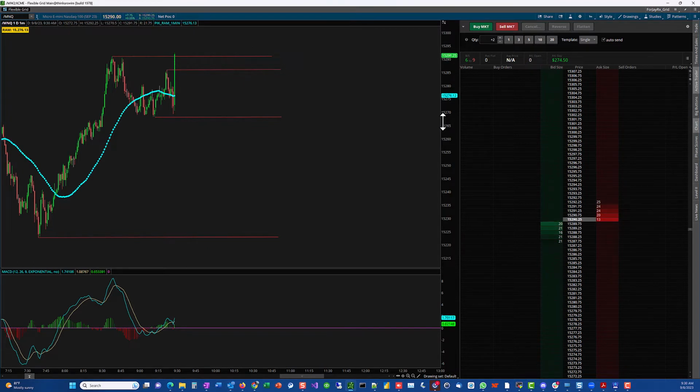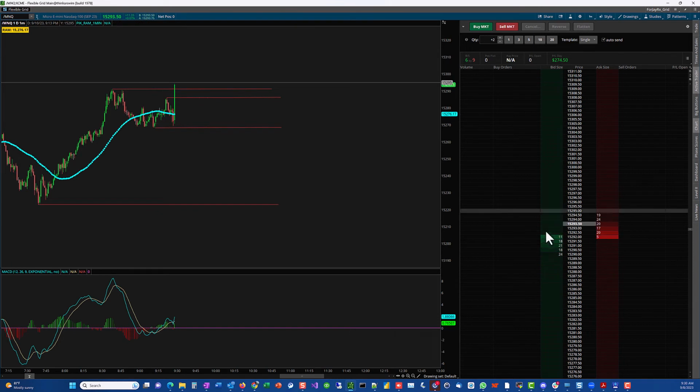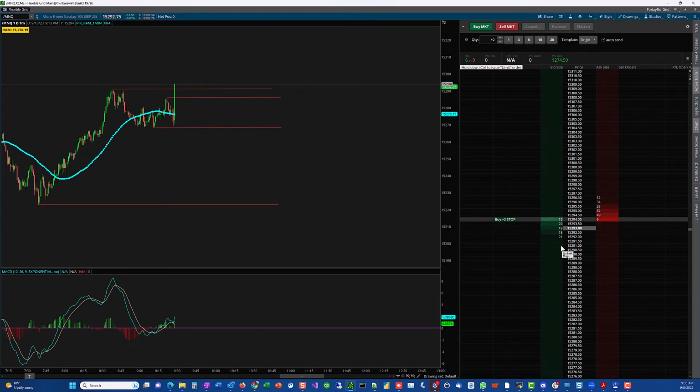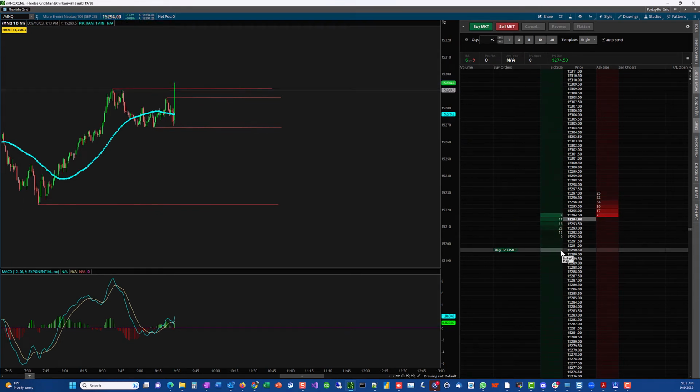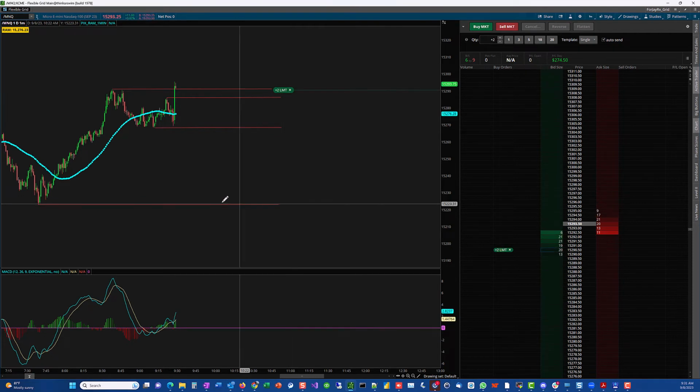This is real time, guys, and you'll see this over and over again. And we want to see if it breaks and it continues to go upwards. And if it does, then there's an opportunity right here to take a buy. So you have it broke. Let's take it in.